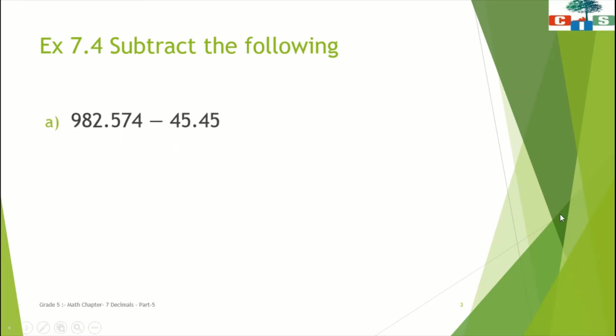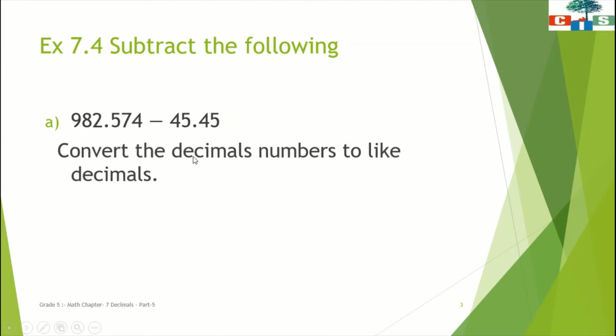The sum we have is 982.574 minus 45.45. So scholars, before starting with subtraction, we have to convert these decimal numbers to like decimals. Here we can see that we have 3 decimal places and here we have 2 decimal places. It means they are in unlike decimal form. So for subtraction, the first step is that we have to convert the decimal numbers to like decimals.